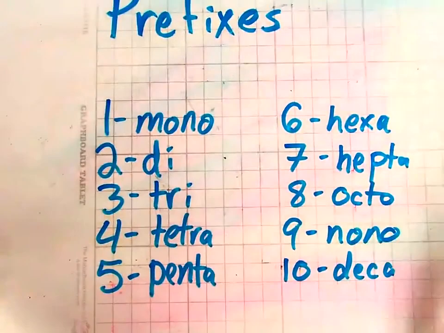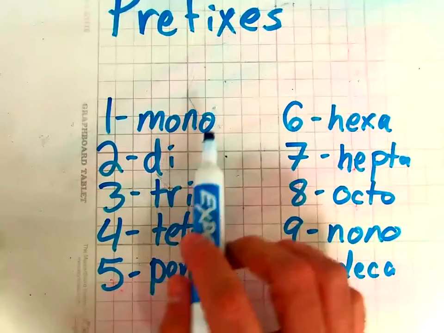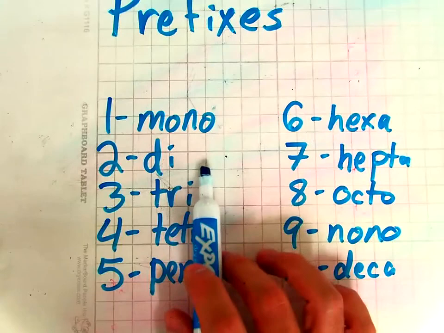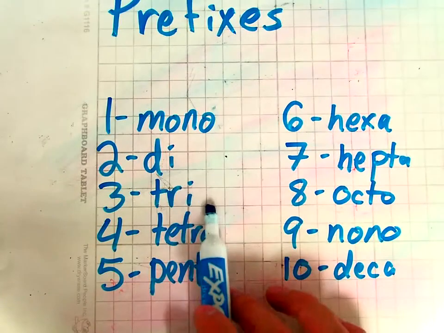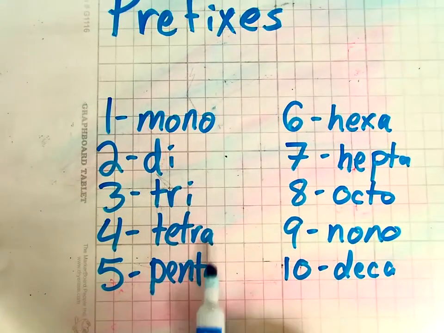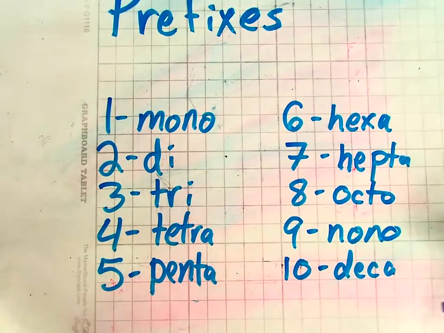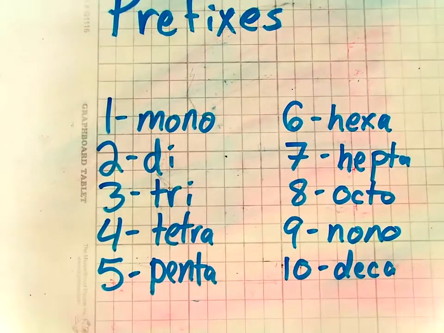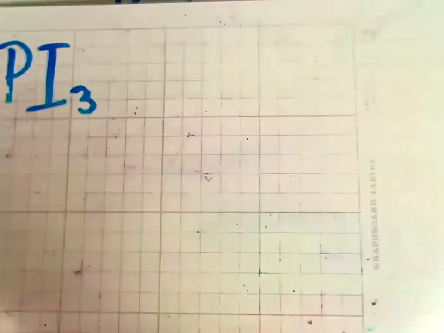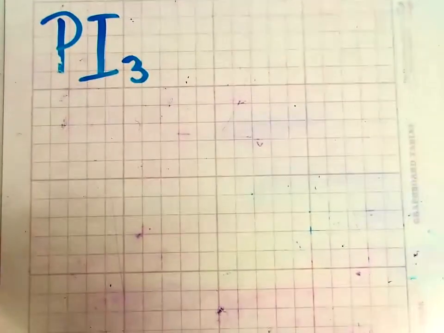When we talk about the prefixes, here are our prefixes. We've got mono for 1, 2 is di, 3 is tri, 4 is tetra, 5 is penta, hexa, hepta, octo, nona, deca. So let's take a look at one here.